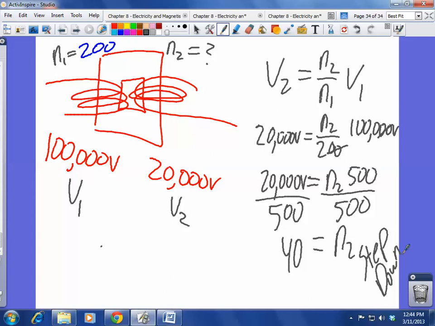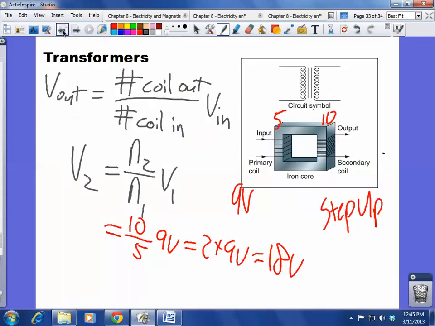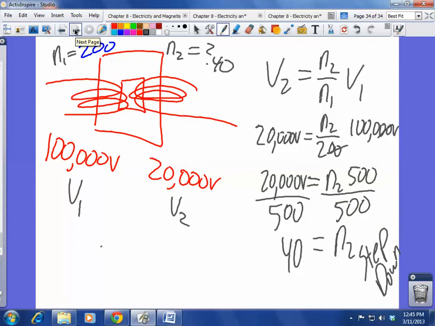And the other thing we can notice here too is that we went from a high voltage to a low voltage. We went from a high number of coils to a lower number of coils. So if we decrease the amount of coils, we decrease the voltage. If I flip back here for a second real quick, if I increase the amount of coils, I increase the voltage. How are we doing with this?